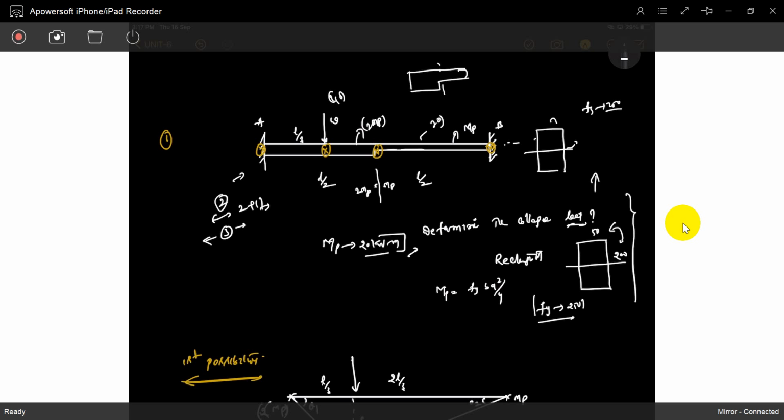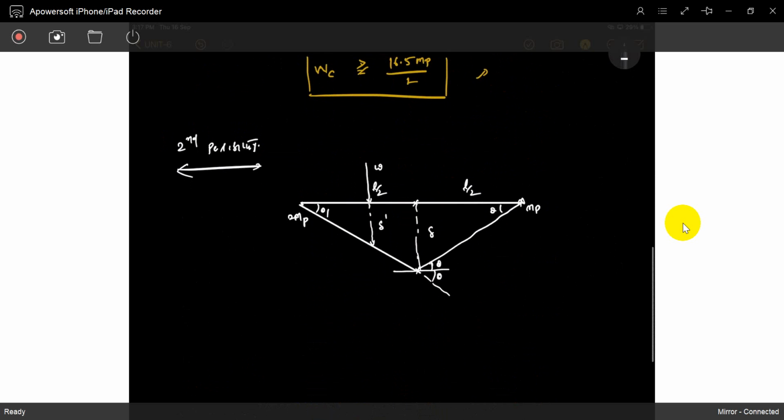If you take any member and apply load, it fails on the weaker side. Exactly, the crack is happening at this location, just outside, because that is the weaker side. So you have to take the capacity as Mp only, not 2 Mp. Understood? That's it. What is the external load? External work done is W into delta dash, not delta. Work done is load times displacement.